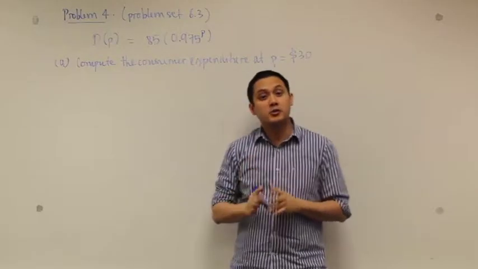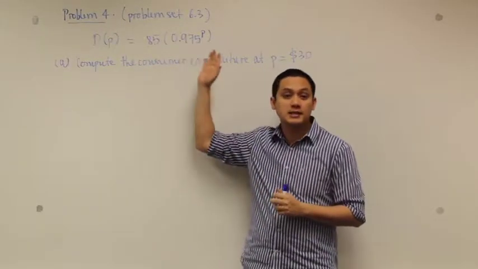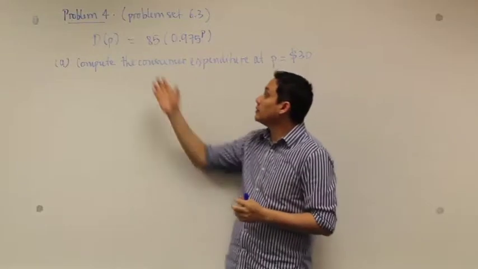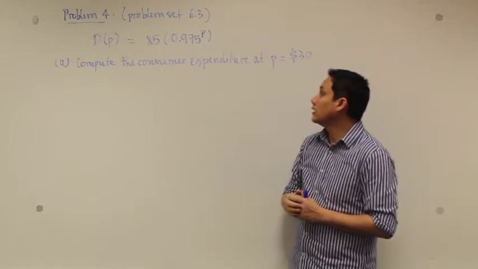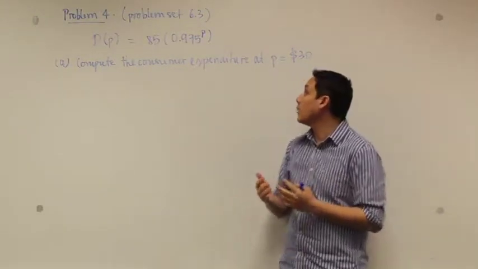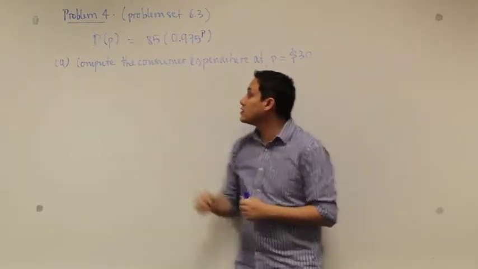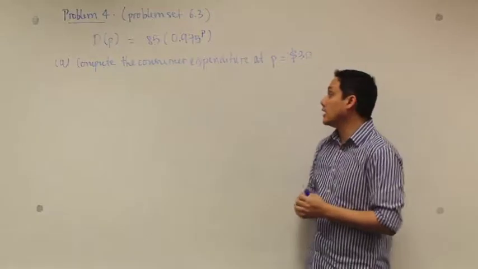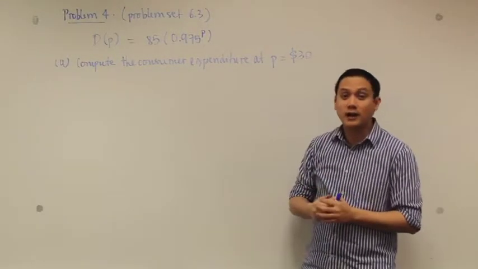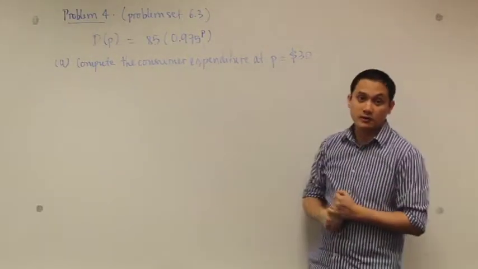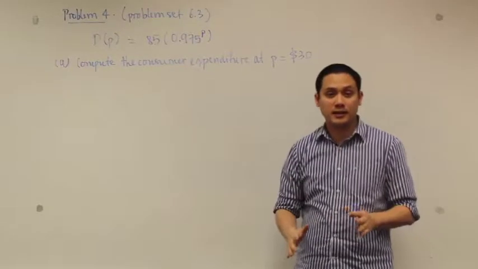So next, I'm going to do problem 4 in the problem set 6.3. They give you the demand function equal to 85 times 0.975 to the p. And the first question they ask you is to compute the consumer expenditure at the price of $30. Right? So this price is the set market price.